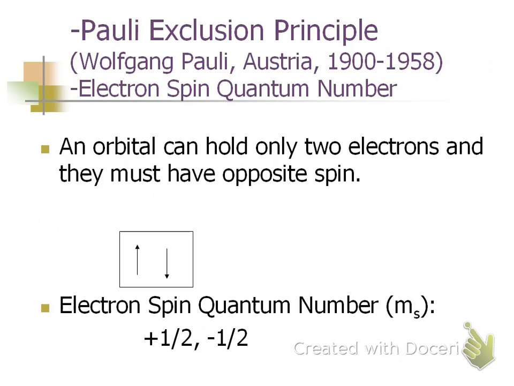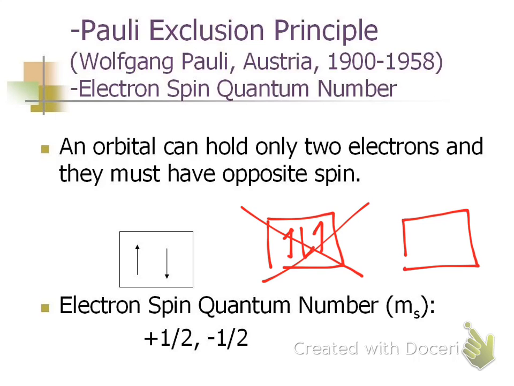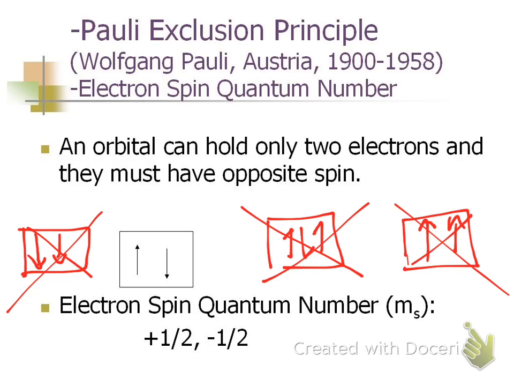It's really simple. It says an orbital can hold only 2 electrons, and they must have opposite spin. Okay? So here's the first one. 3 electrons. Can't do. No. Here's another one. Wolfgang Pauli says, no, you can't do it. It's too energetically unfavored. Likewise, that can't happen. Okay? You can have 1 electron in there, that's fine. But when the second one comes in, it has to be opposite spin.